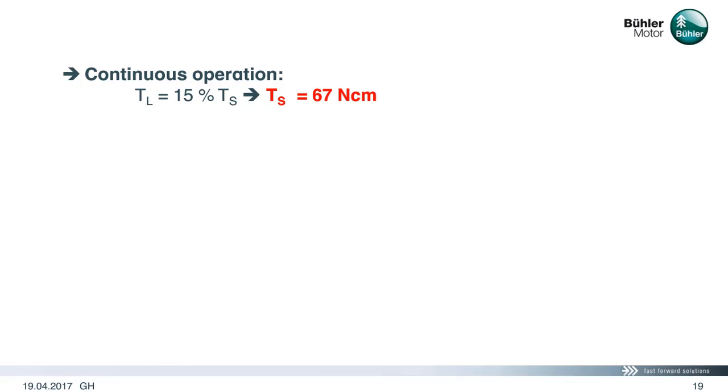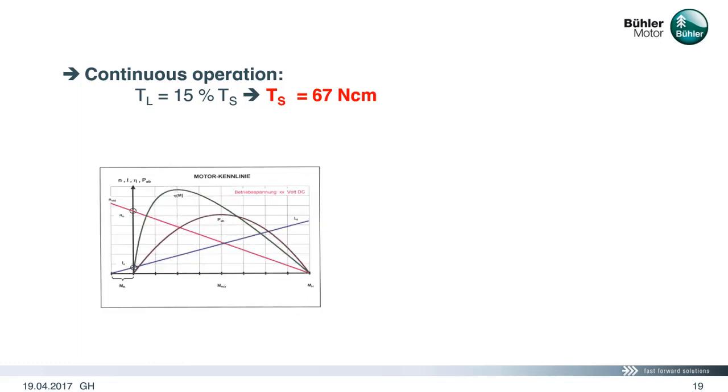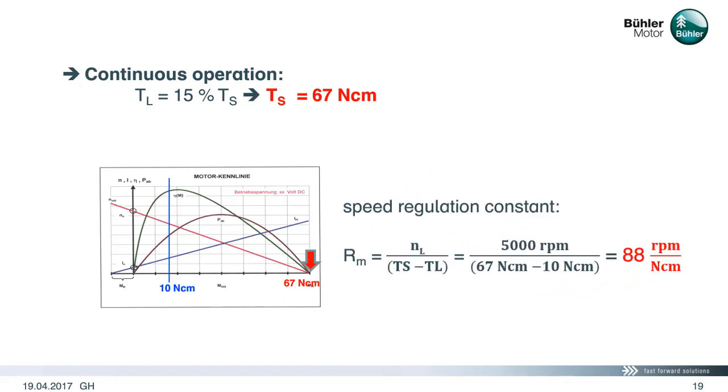As we know that we have a continuous operation and we know that the torque load should be in the area of 10 to 20% of the stall torque, we chose 15% for the torque load, and this means that stall torque would be 67 Newton centimeters. Again, the complete performance curve looks like this. If we draw our 10 Newton centimeter load point and the 67 Newton centimeter stall torque, we can calculate the speed regulation constant, which results in a value of 88 rounds per minute divided by Newton centimeter.